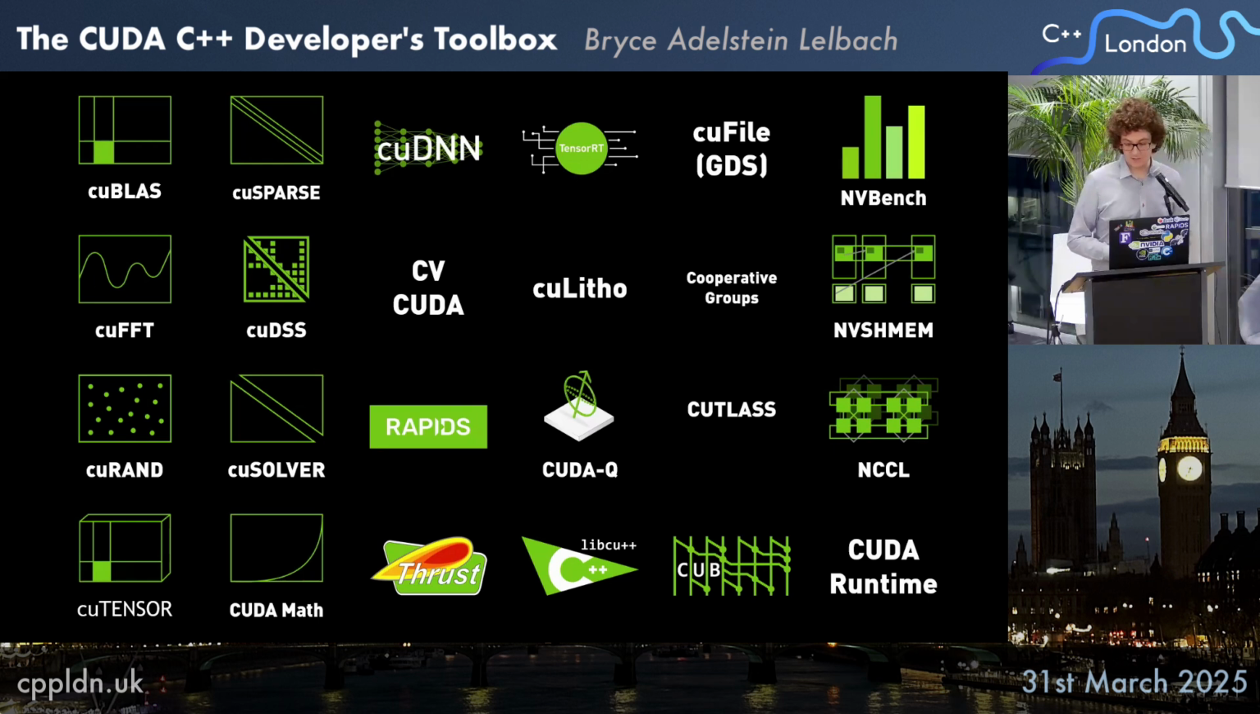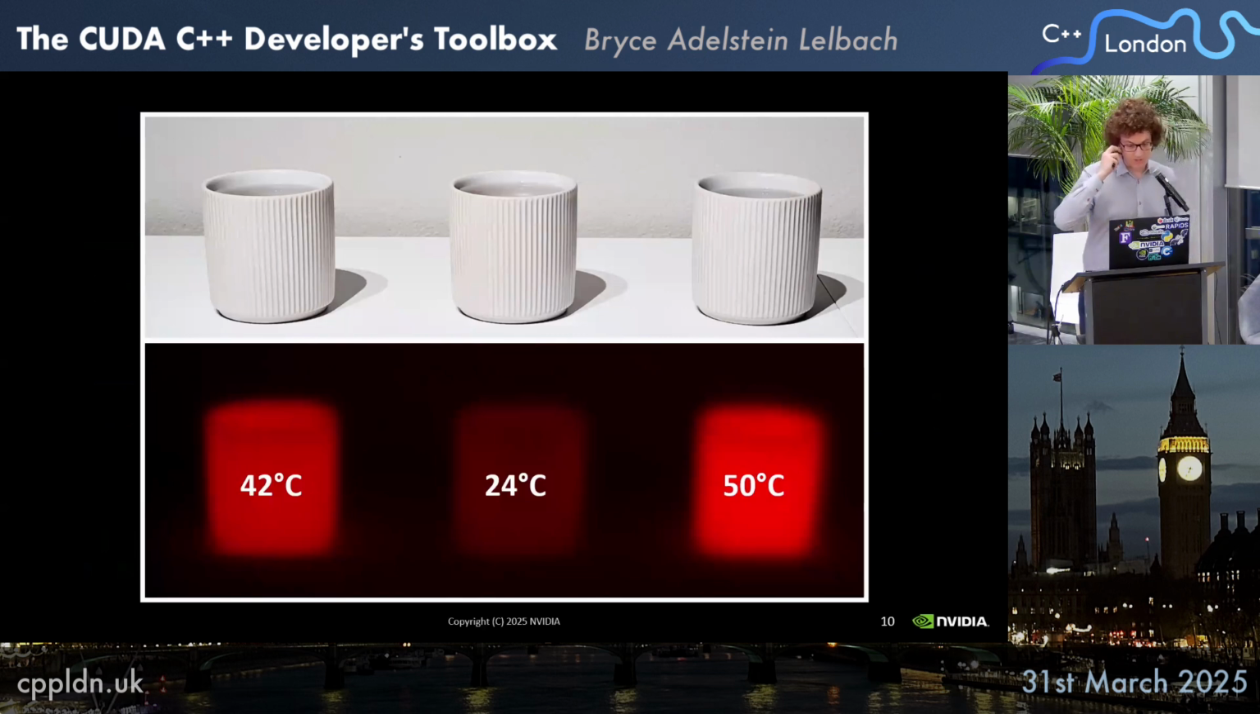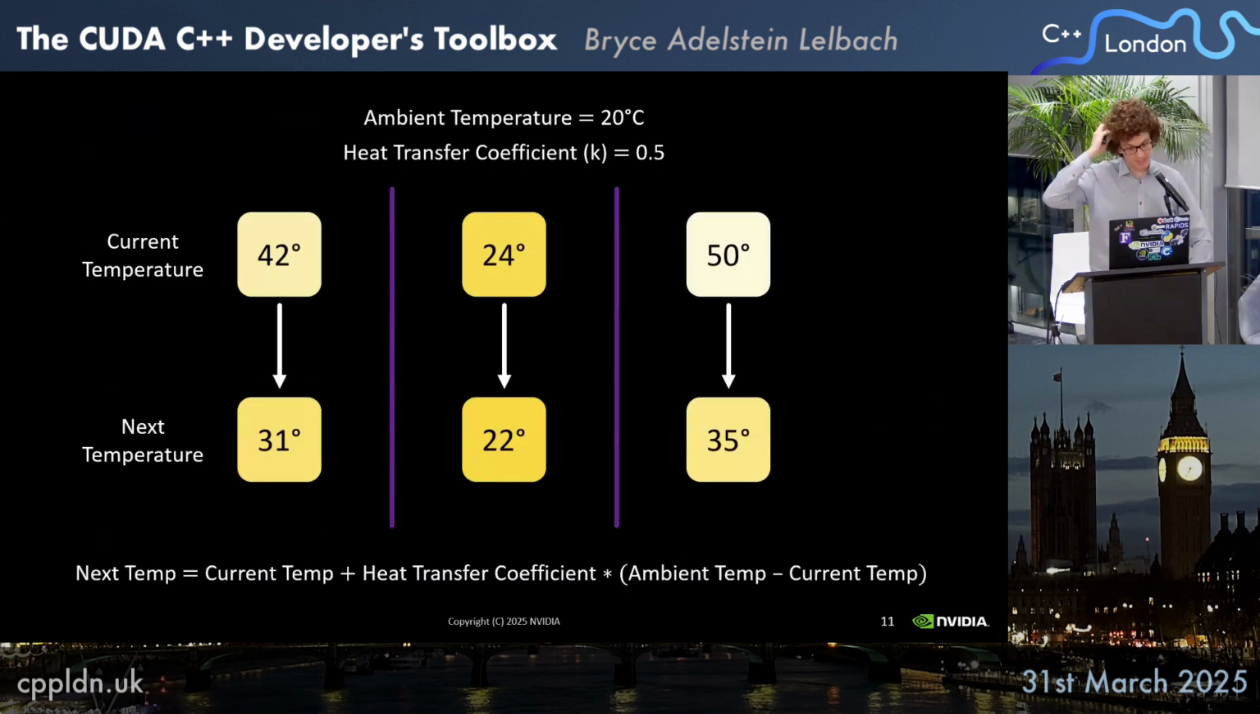With that said, now let's dive in with our first CUDA C++ program of the night. So imagine that we have a bunch of cups of hot water, or tea perhaps, at different temperatures that are recorded by a thermometer in each cup. And we want to simulate how these cups will cool down. So we'll do this by applying Newton's law of cooling for a number of time steps.